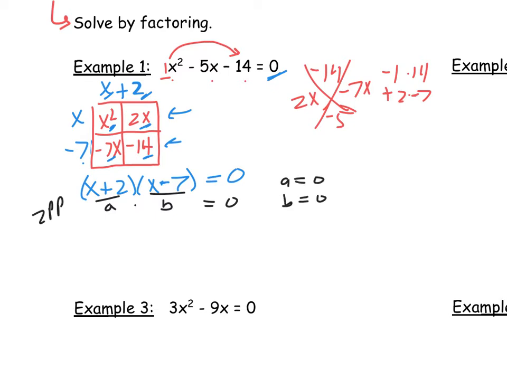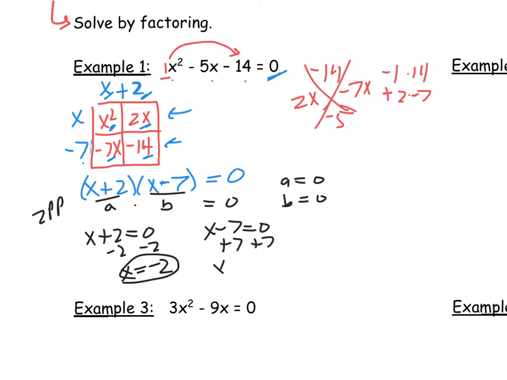So what you're going to do is take your factors. The x plus 2 is kind of like my A, so I take x plus 2, set it equal to 0, and then solve it. Subtract 2 from both sides, I get x equals negative 2. That's one solution. x minus 7 equals 0. So adding 7 to both sides, I get x equals positive 7.